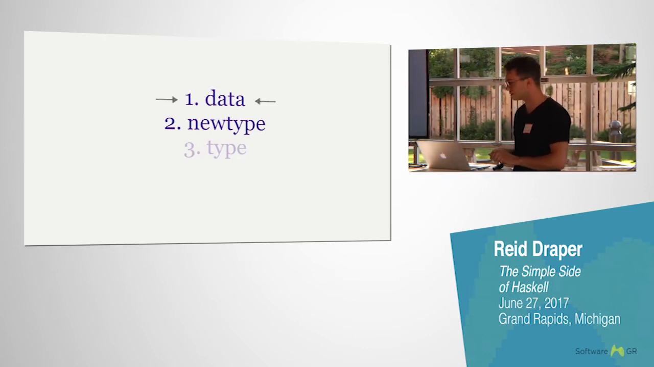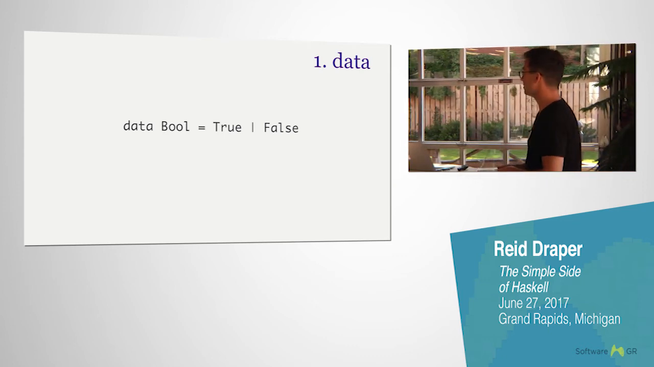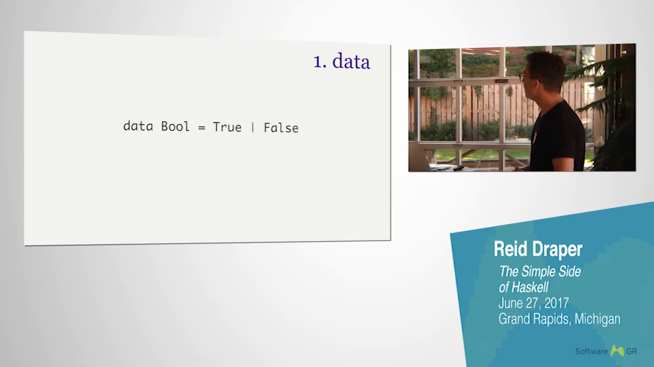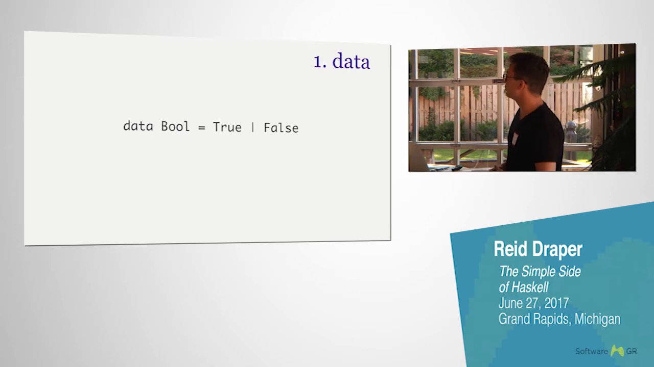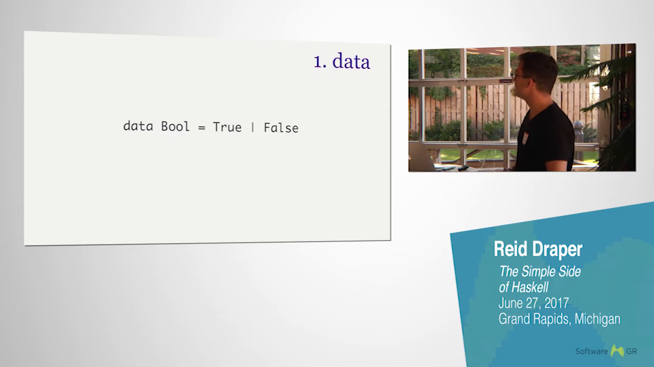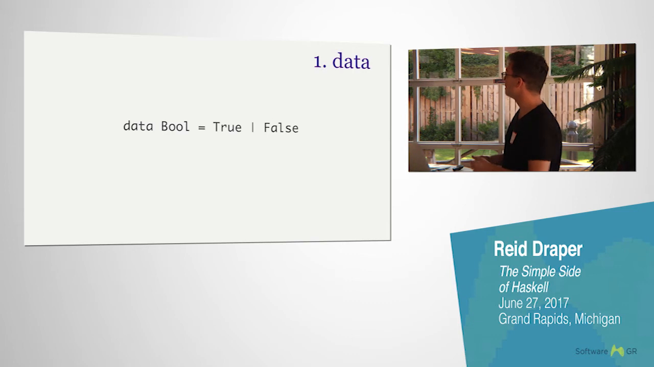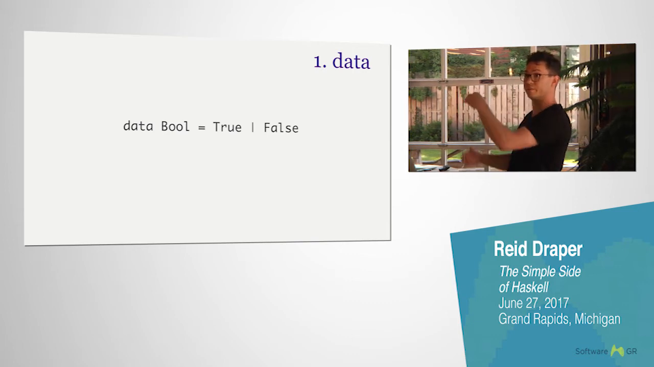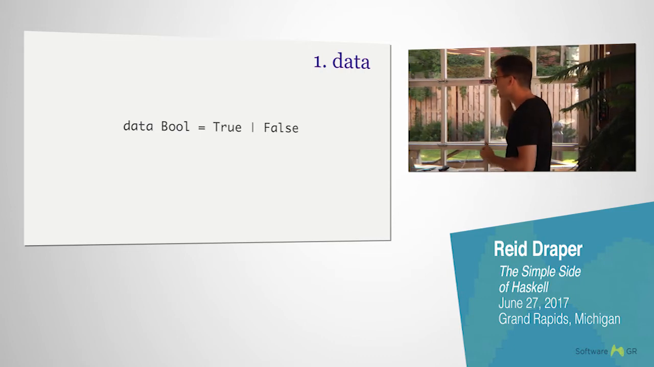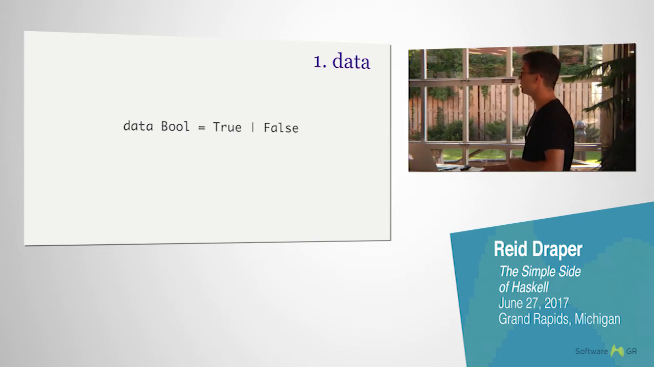So let's look at the first one called data for a second. If you want to get fancy, this allows us to create something called an algebraic data type. But for now, we can think of data as allowing us to create data types from either alternatives or from the addition of multiple types. So in the case of Boolean, this is literally how Boolean is defined in Haskell. So bool is either true or false.